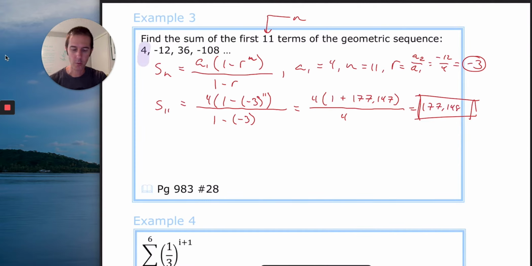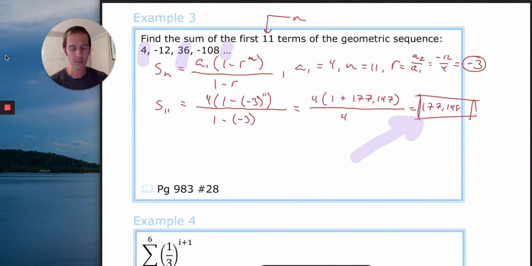Our first term was positive. Our third term was positive. I'd be willing to bet you that our 5th term was going to be positive. It seems like our odd numbered terms are positive. So the 11th term is going to be positive, and it's going to be very large, way to the right of 0. So no surprise that our final answer ended up being an awfully large positive number.